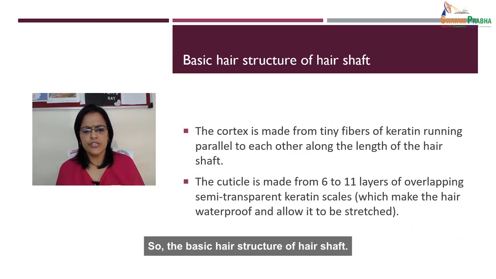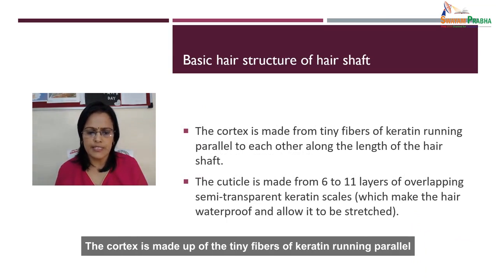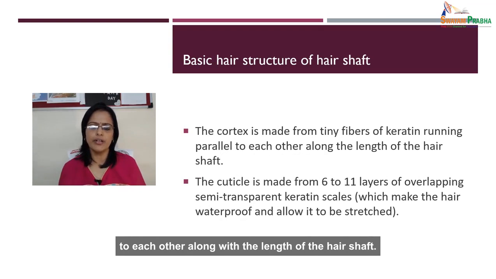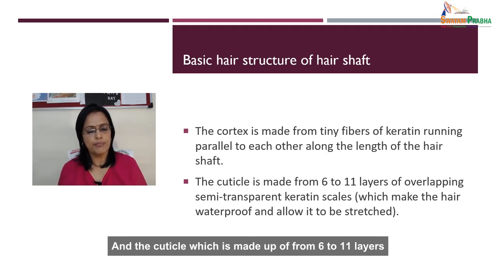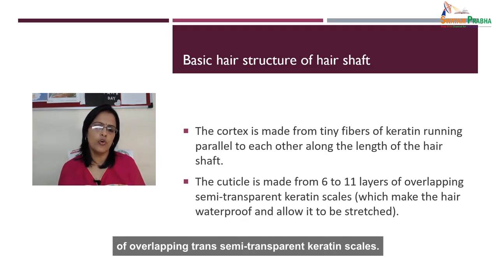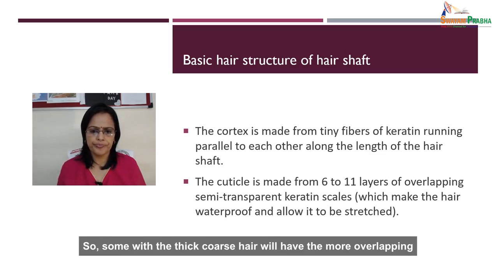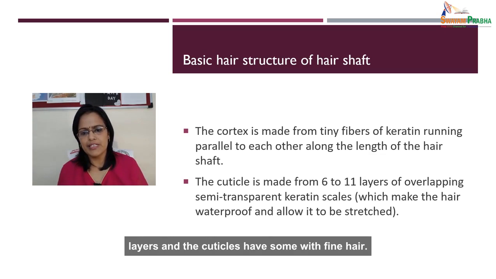The cortex is made up of tiny fibers of keratin running parallel to each other along the length of the hair shaft, and the cuticle is made up of 6 to 11 layers of overlapping semi-transparent keratin scales. Thick coarse hair will have more overlapping layers in the cuticle than fine hair.